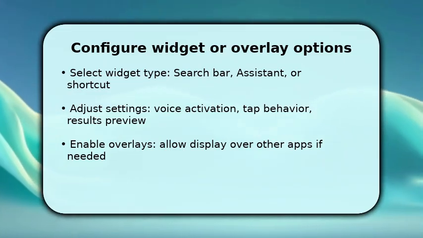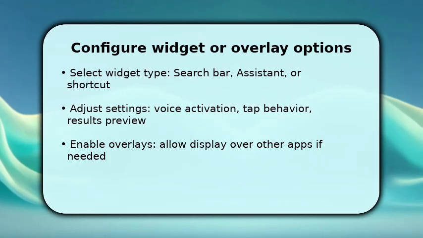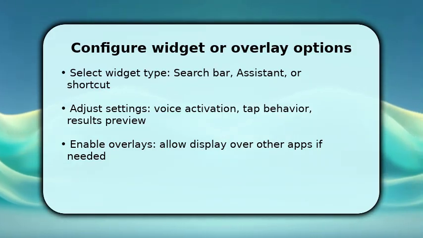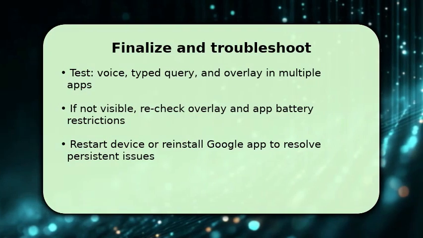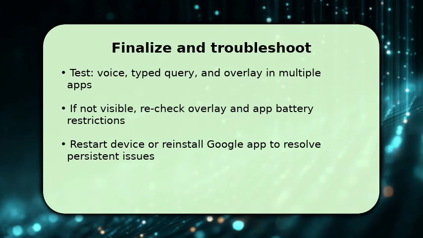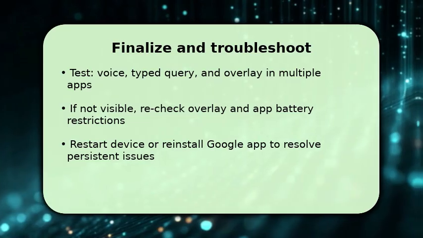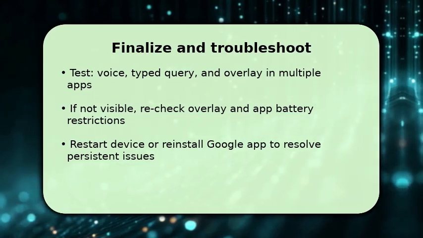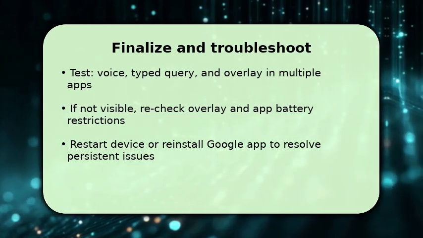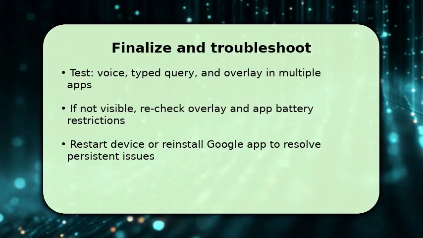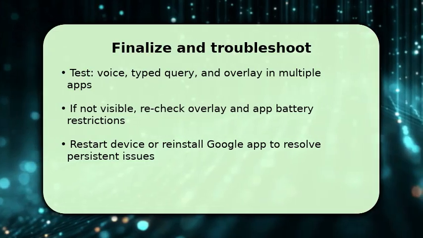Once configured, test a quick query, finish by validating everything and addressing common problems. Run 3 tests. Type a search, speak a voice query, and trigger the overlay while another app is open to confirm visibility. If the widget doesn't appear, check overlay permission, battery optimization, and app-level display permissions. Toggle them off and on.